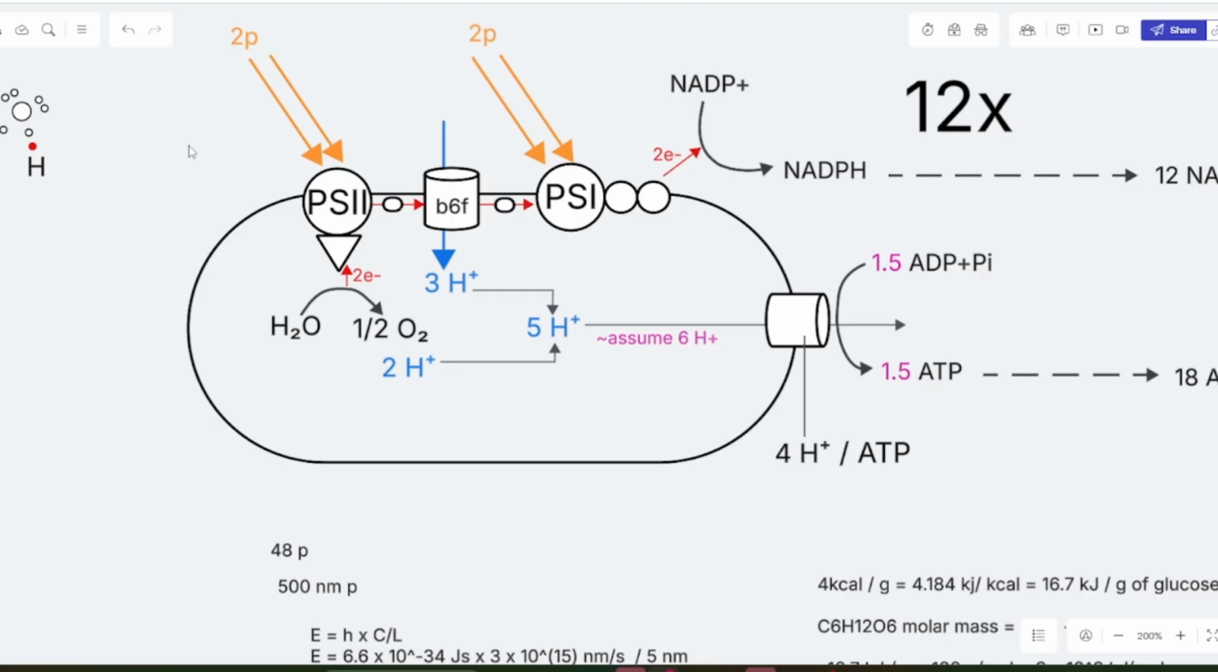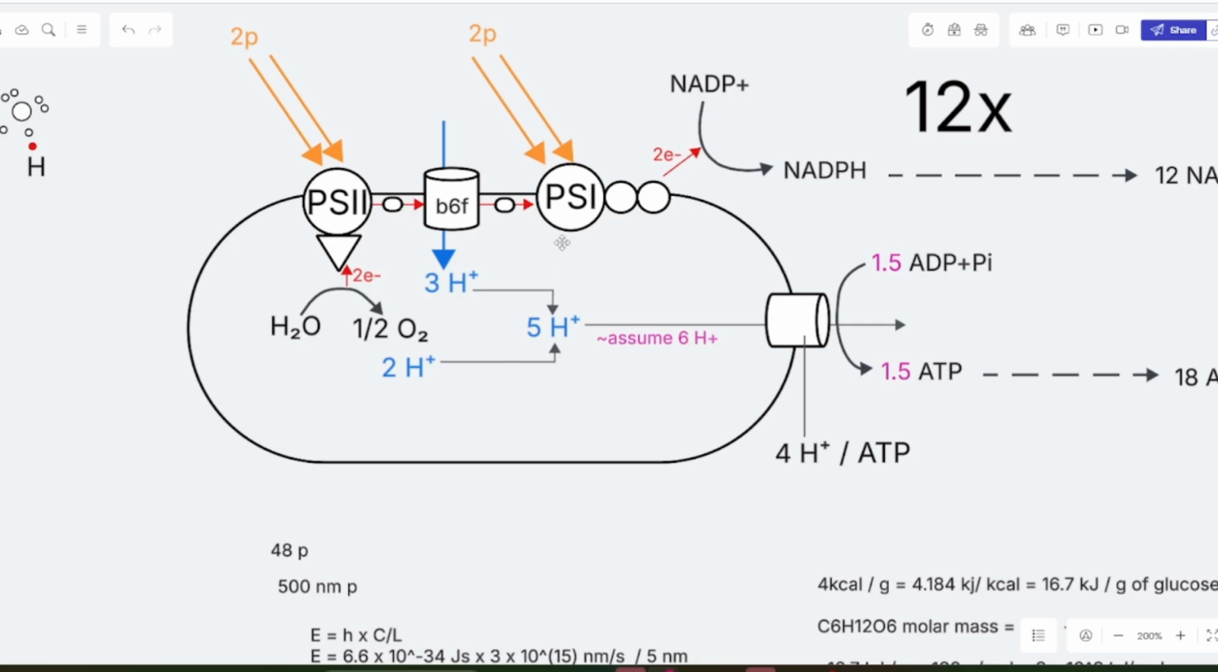So all the other photons that hit these photosystems are actually not going to contribute to glucose production. In fact, they could be counterproductive because they create heat. They can contribute to oxidative stress and so forth. But that's going to be one factor that, in practice, reflects a lower energy efficiency compared to the calculation we've just done here. Another factor is this cyclical electron flow.